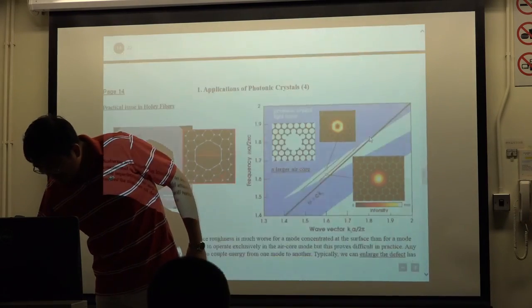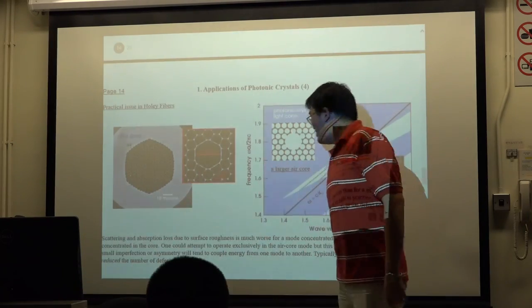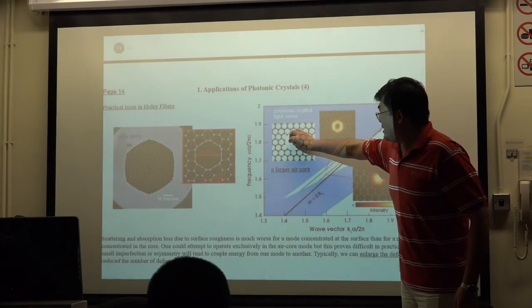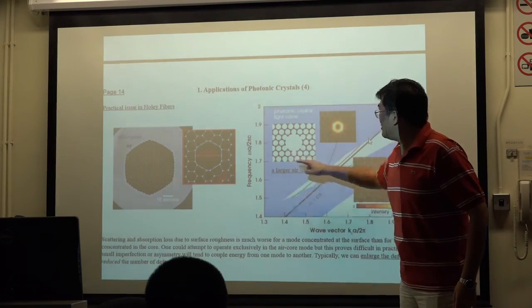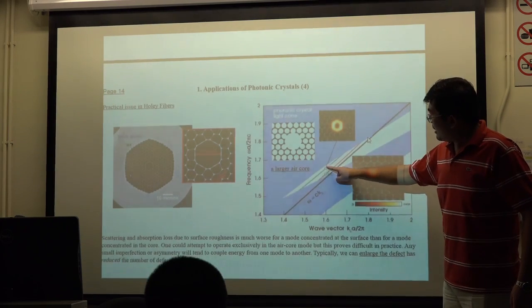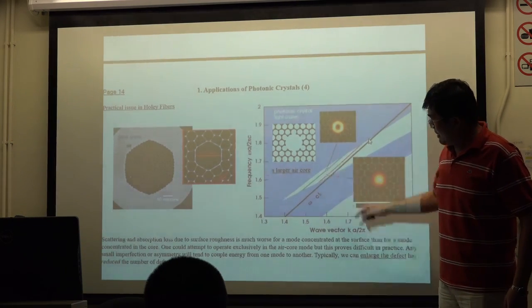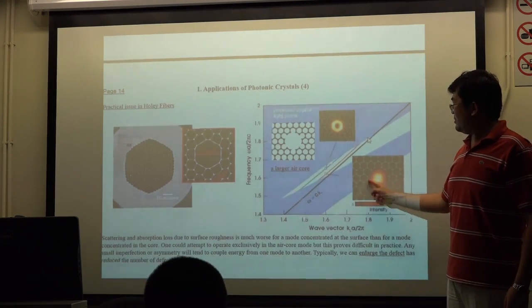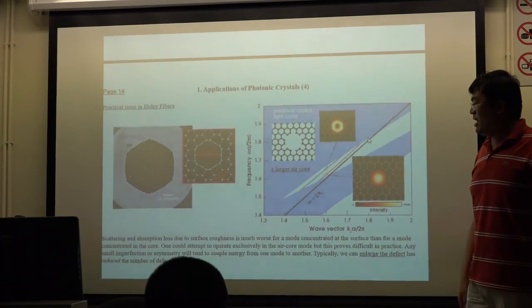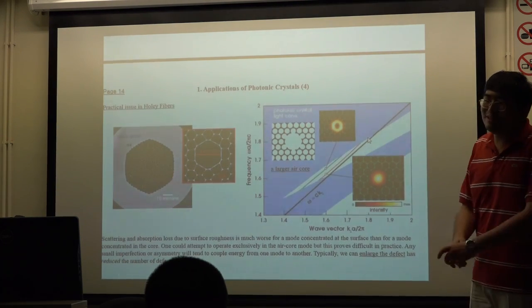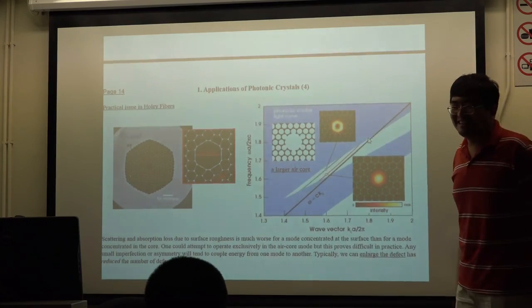So currently, how to solve this problem? Just increase the radius, increase the size of the defect radius. You can see the modes can be separated better. Just increase the size of this region. So this is currently a method to solve this problem. This is difficult because the modes will couple to each other.